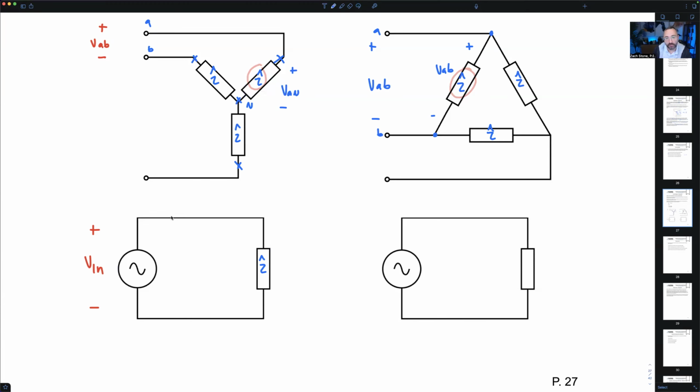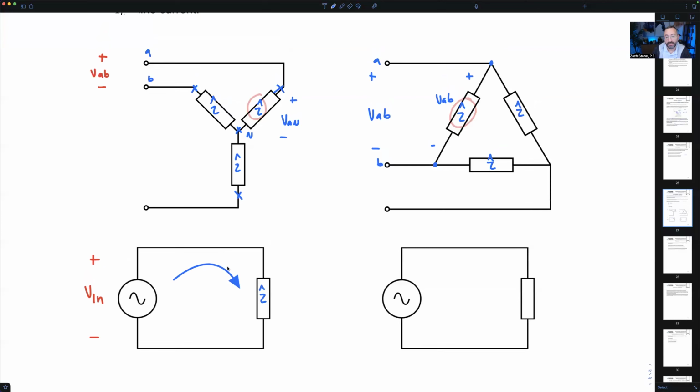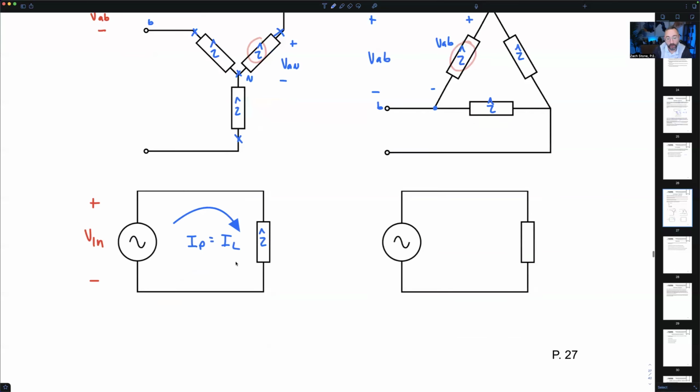What's the magic of the single phase equivalent circuit? What does this current equal right here? This is the phase current of the single phase equivalent circuit, but the whole point of the single phase equivalent circuit is this current right here is going to equal the line current of the system that I modeled it after. So using Ohm's law, I can calculate my line current of my Y-connected load.